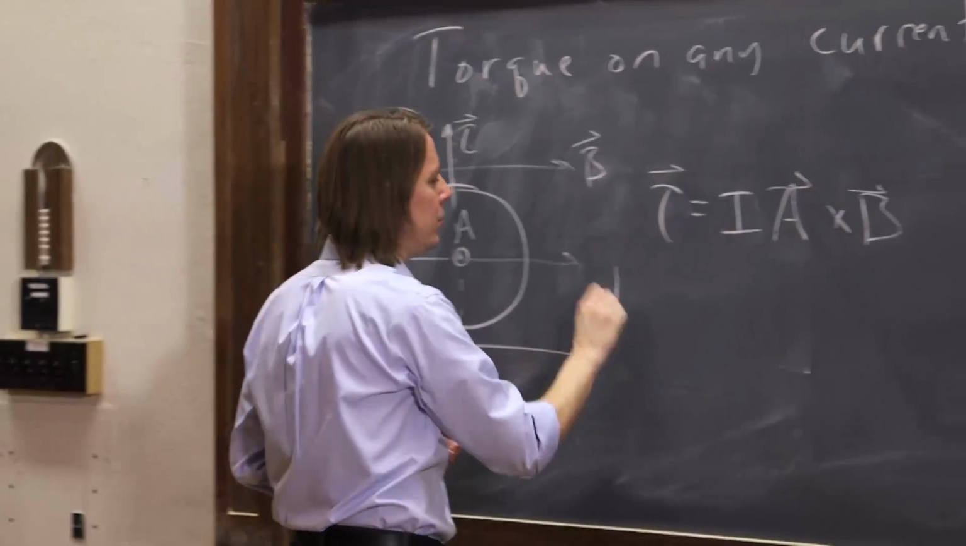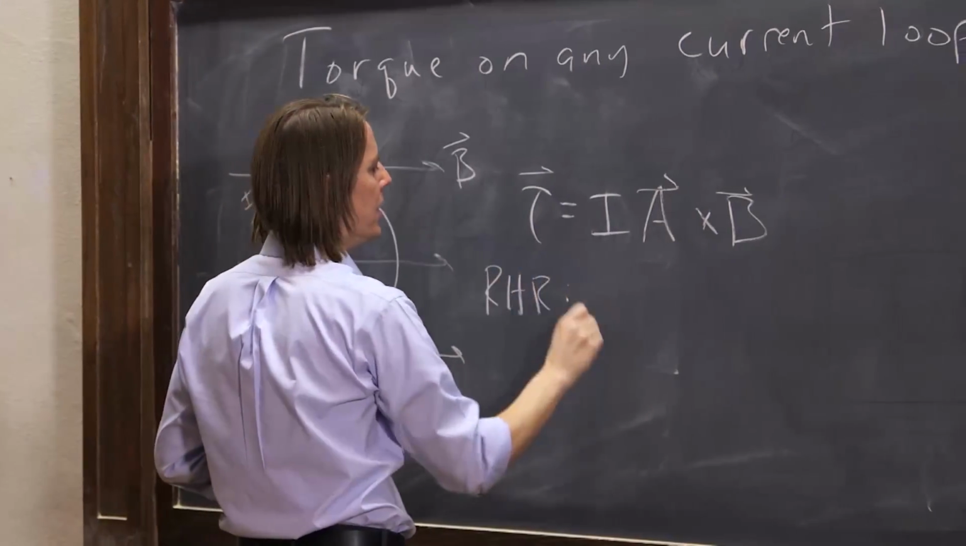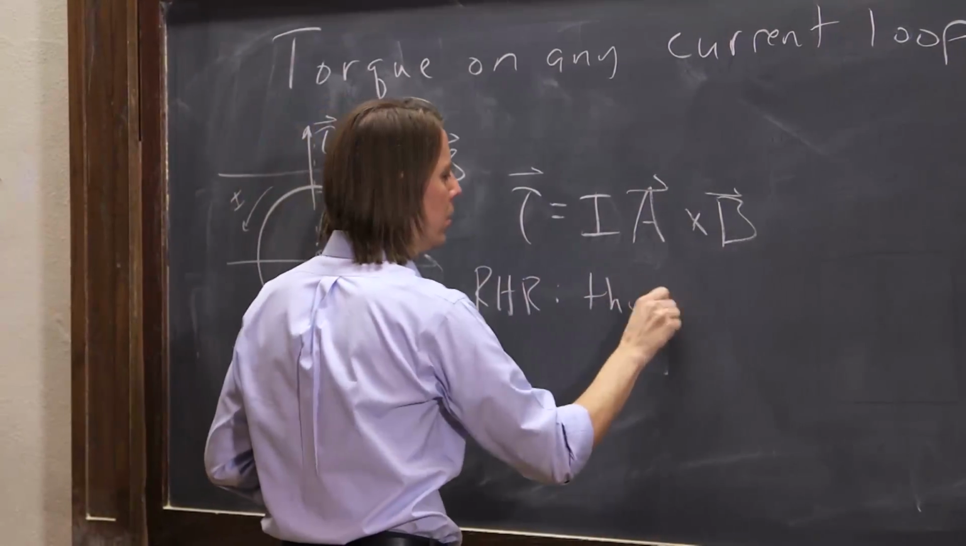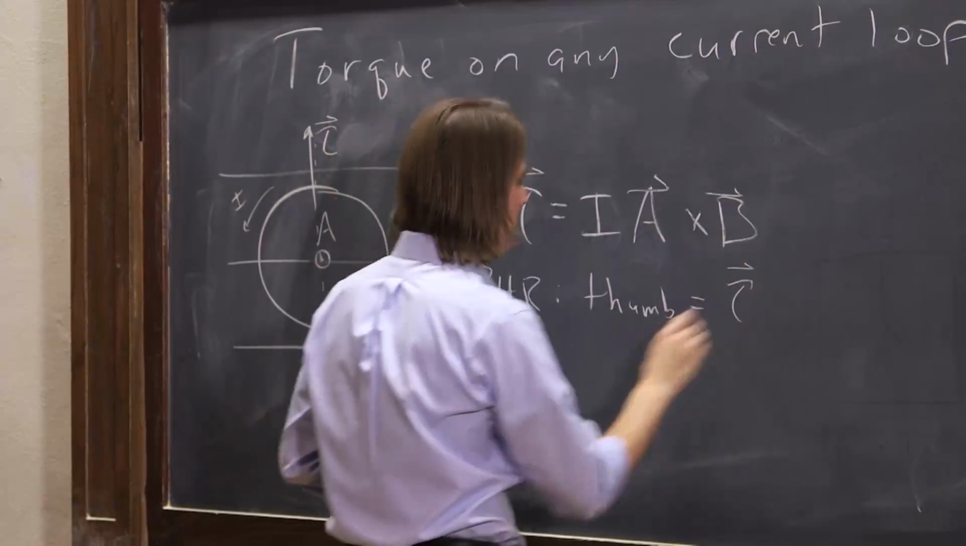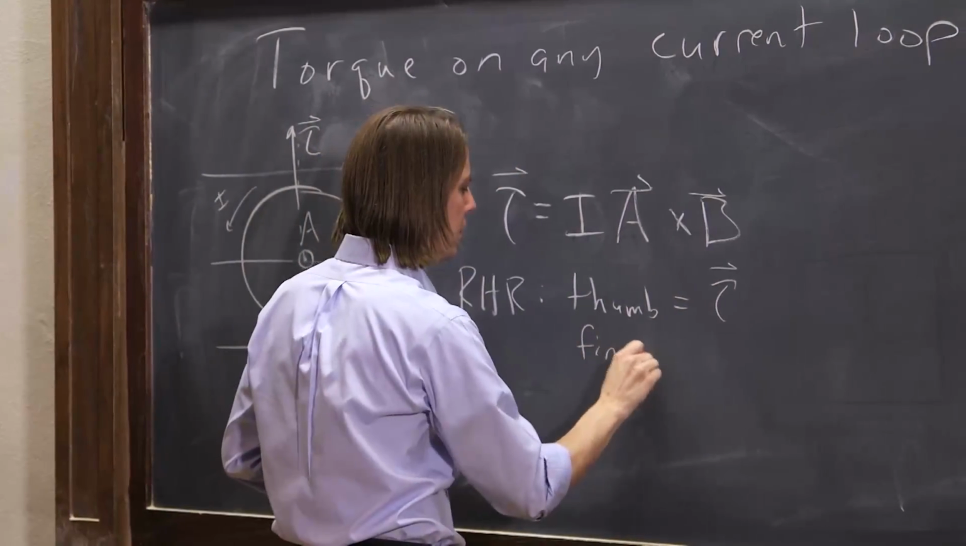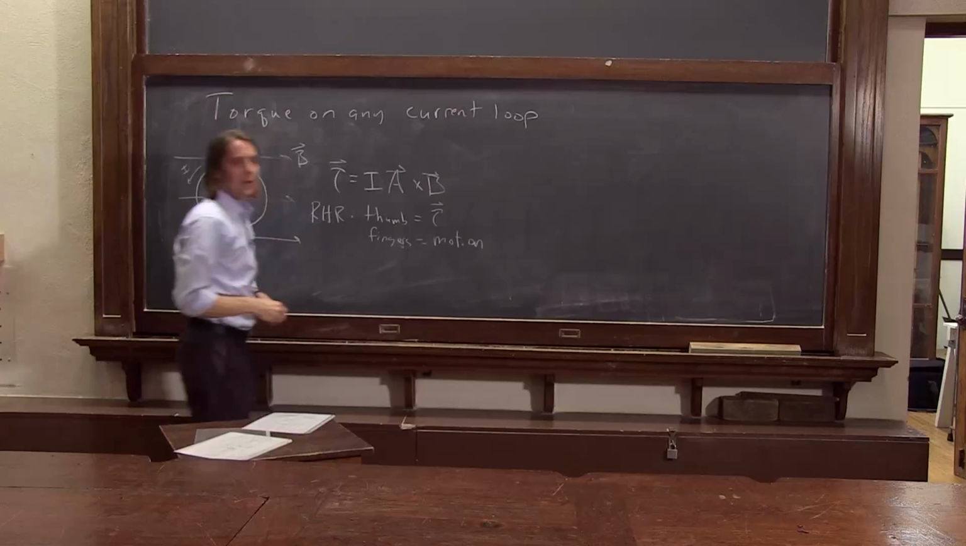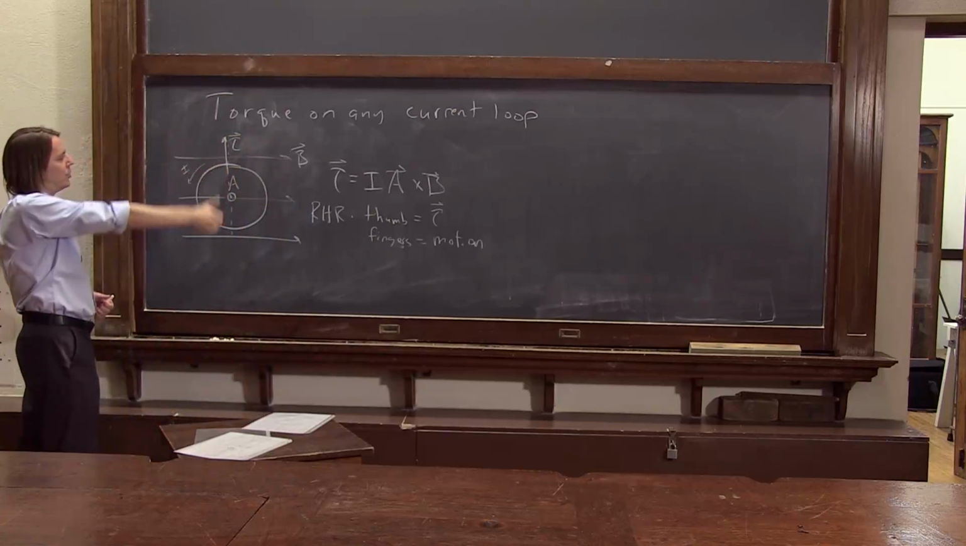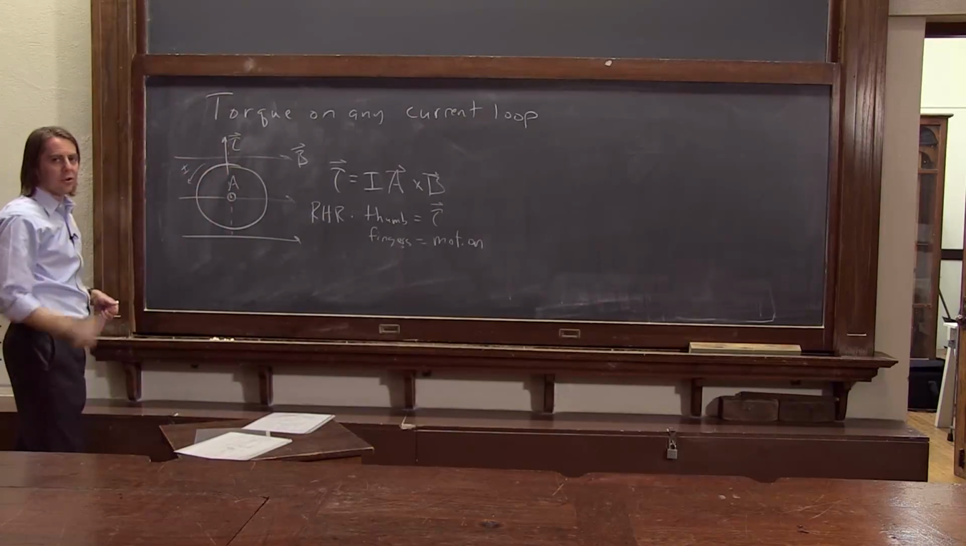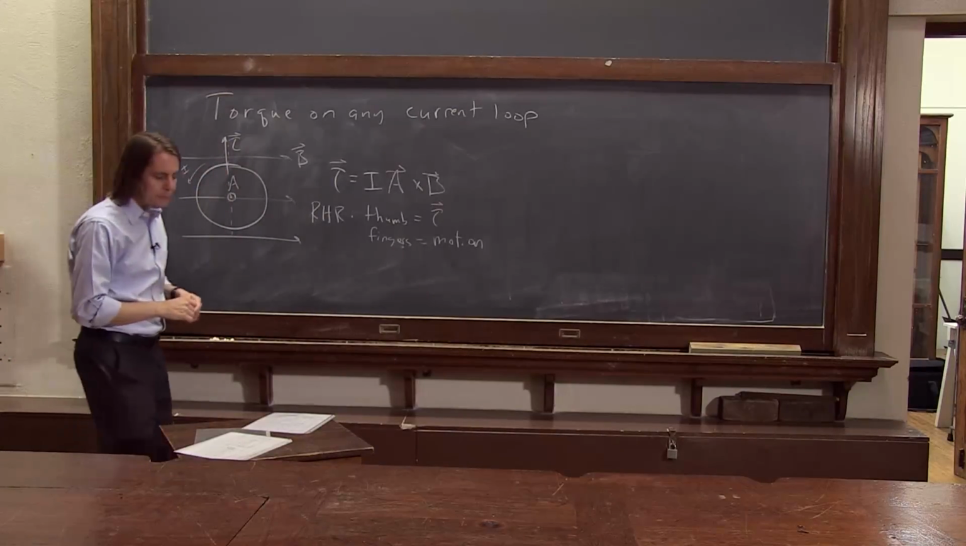So one right-hand rule is thumb equals the torque and fingers equal the motion. If I see this situation, I know, oh, torque's that way, it's going to turn that way.